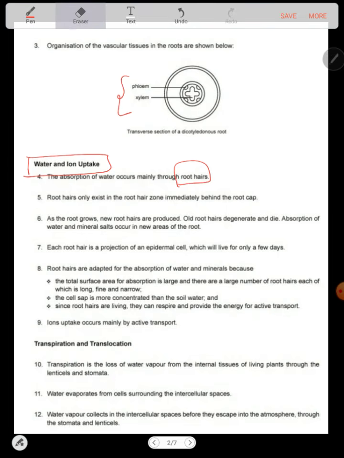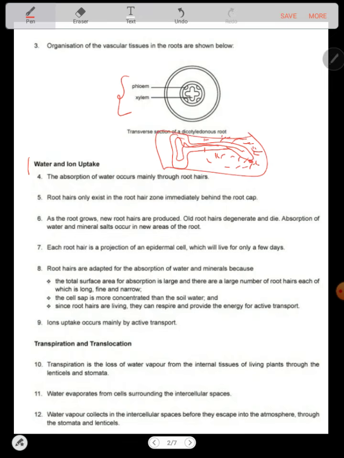So if you have seen something like this, something which is usually drawn like this, and this side just has things like that. This is a root hair, right? The root hairs absorb water. This is a root cap. The root hairs are these. So this is the root hair cell. It absorbs water from the ground. Each root hair is a projection of an epidermal cell, which will live for only a few days.